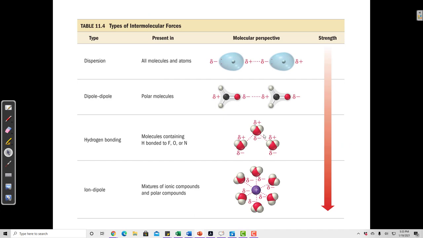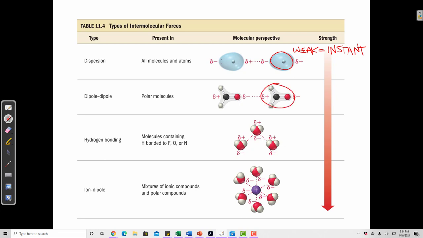So here's a table that kind of shows us the difference in the strength of our intermolecular forces. Dispersion, dipole-dipole, hydrogen bonding, and then ion-dipole. When we summarize them like this, you can see the similarities. It's plus attracted to minus, plus attracted to minus, plus attracted to minus. All the attraction is always the same. The difference is that here, these are really weak. This is instantaneous. Weak because it's an instantaneous dipole. It's there in one instant and it's gone in the next.